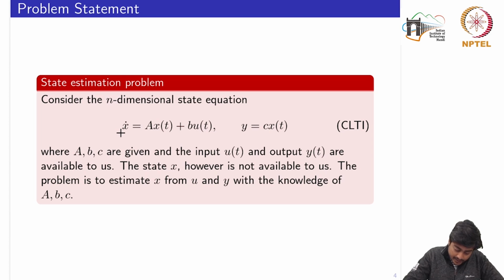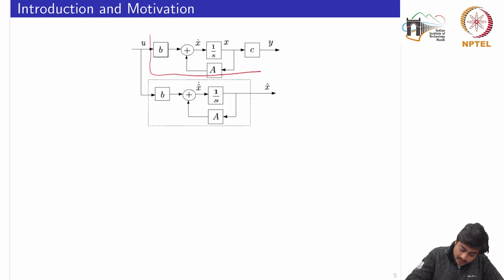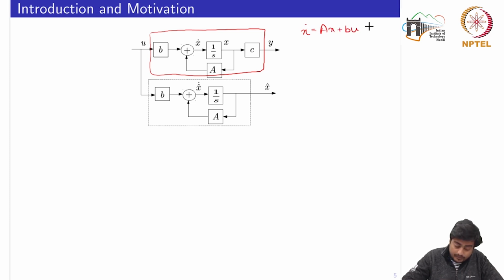So first of all, pay attention to this state equation. A is known to us, B is known to us, and U is also known to us. What we do not know is only x. So if I want to compute this x, how can we do this? Let's first write the equation of this plant. This is the internal description of the plant in terms of u and y. So it is x dot is equal to Ax plus Bu.